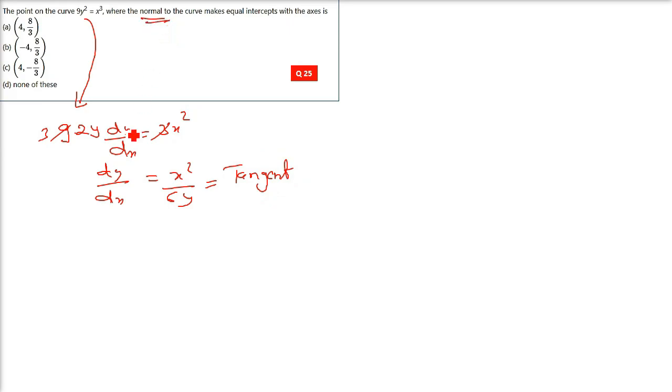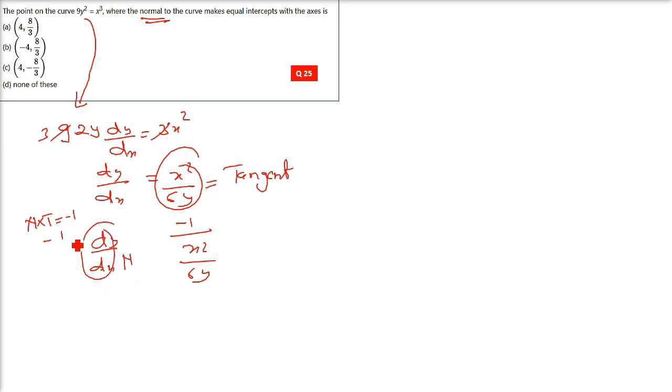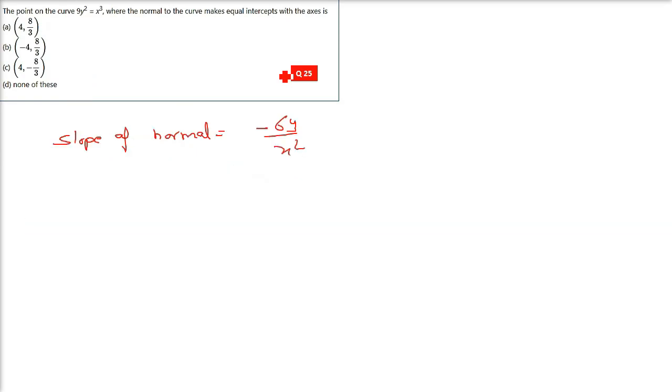Now the normal to the curve. So we have normal and tangent. If you multiply their slopes, it is going to be -1. Tangent we have already found out, but the slope of the normal is going to be -1 divided by the slope of the tangent. So -2y by 3x square is the slope of the normal. I hope you got the idea.